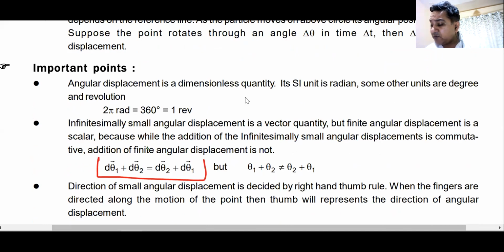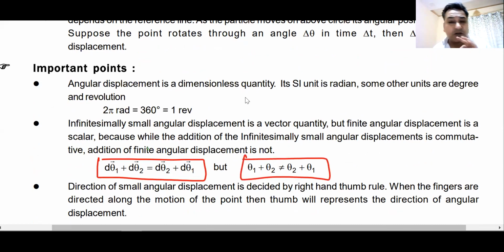If it is a small angular displacement, it is a vector. If it is a large angular displacement, it is not a vector because it does not follow the vector laws of addition. So a small change in angular position, if the angular displacement is small, say d theta, then it is a vector. If it is a large angle change, it will not be a vector. Can I have some reason that we understand this?